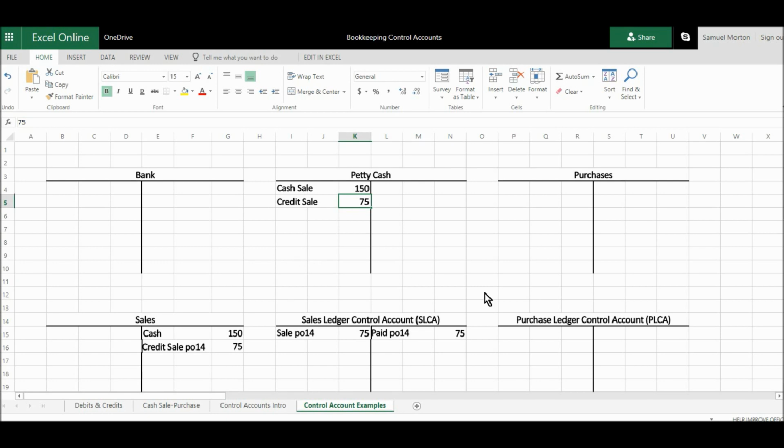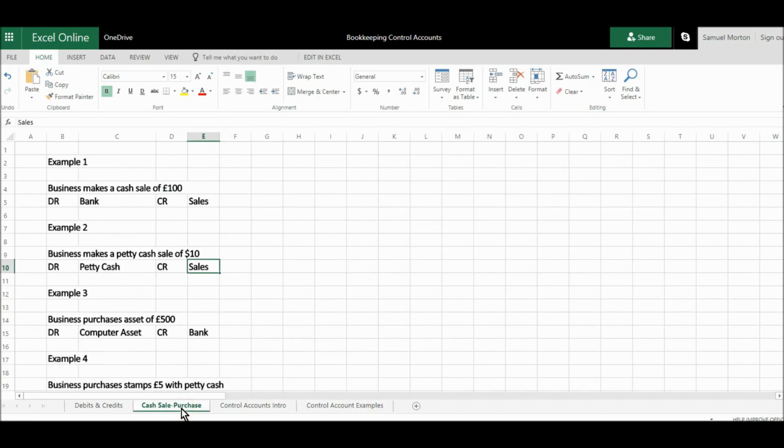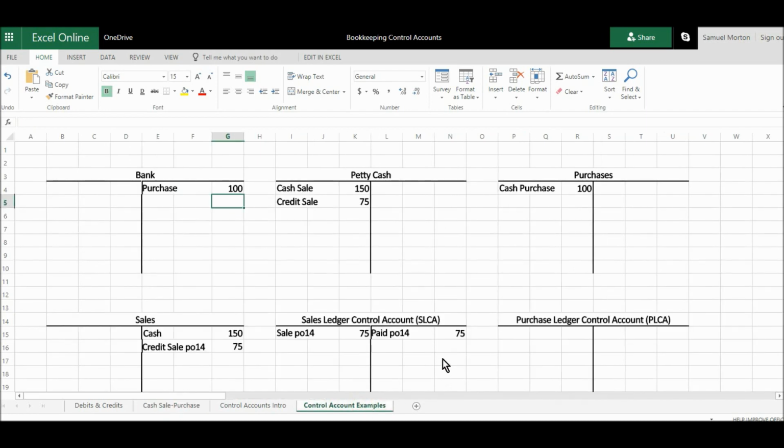Okay, so let's have a look at some purchases. So let's say a business makes a purchase. Purchases are debit entries. So there was a £100 purchase. And let's say we paid that from the bank. So money out of the asset is a credit and purchases are debit. So we have our debit, let's do the credit. Okay, pretty straightforward, just like on this tab here, just a cash purchase.